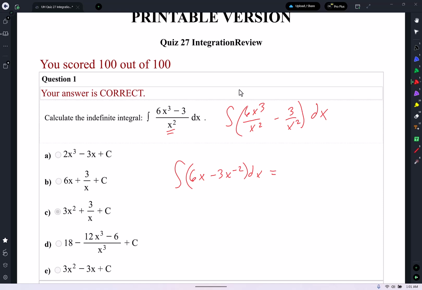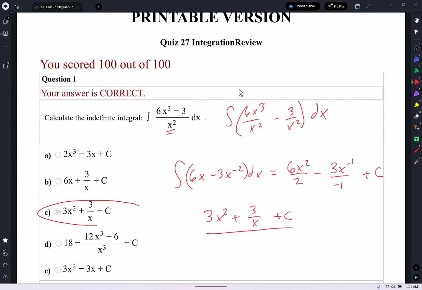And here we go, antiderivative. I'm going to add 1 to that exponent and divide by that number. So 6x squared divided by 2, and then minus 3x to the negative 1. Remember, it's a polynomial, so add 1, divide by that number, negative 1, plus c. So there you go. You don't necessarily have to do it like that. If you already know what's up, you can just do 3 right here. So that's 3x squared. Negative divided by negative is a positive, so it's going to be plus 3 over x plus c. And there it is.